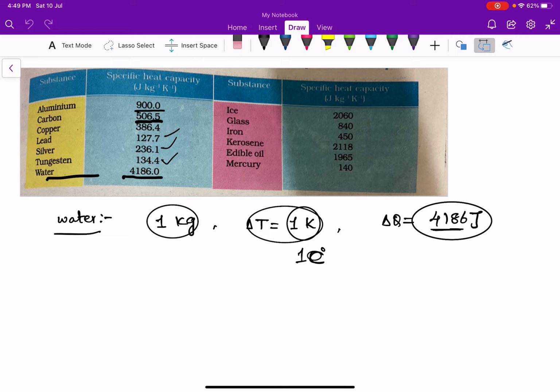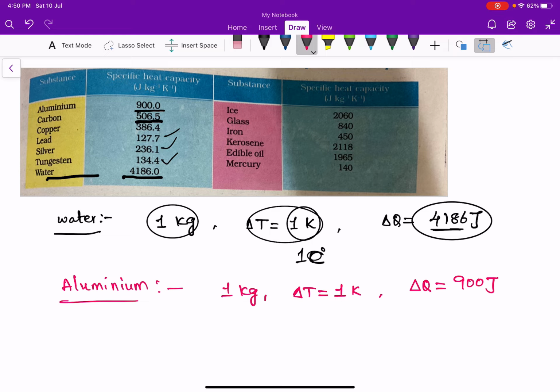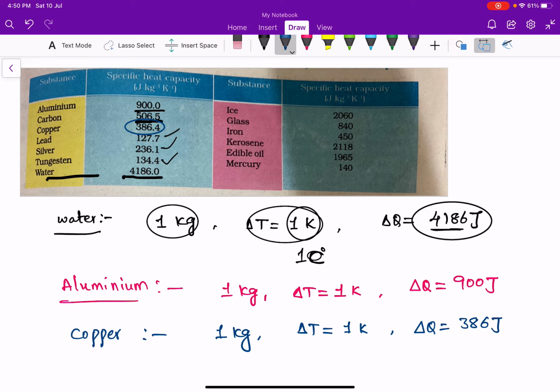Now I am taking two materials such as aluminum and copper. For 1 kg of aluminum, to raise its temperature through 1 unit, the amount of heat energy required is how much? 900 joules. But in the case of copper, for 1 kg of copper, to raise its temperature by 1 unit, the amount of heat energy would be how much? It is about 386 joules only.